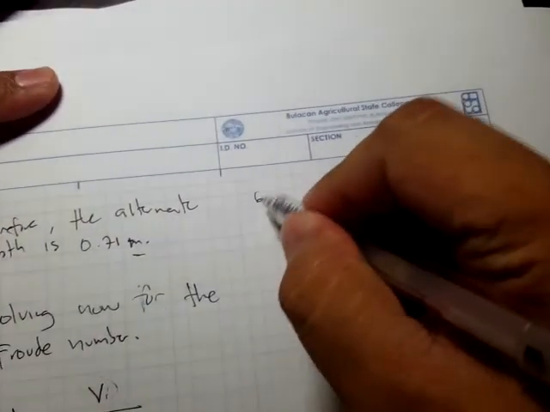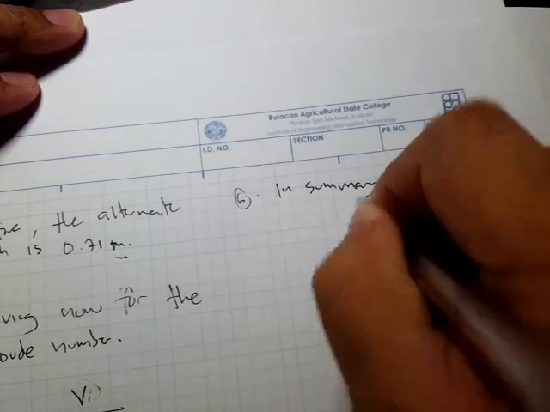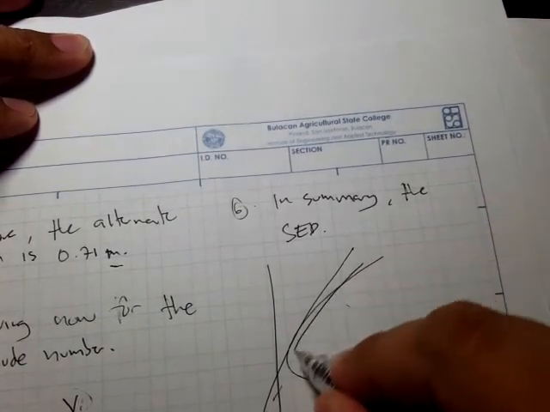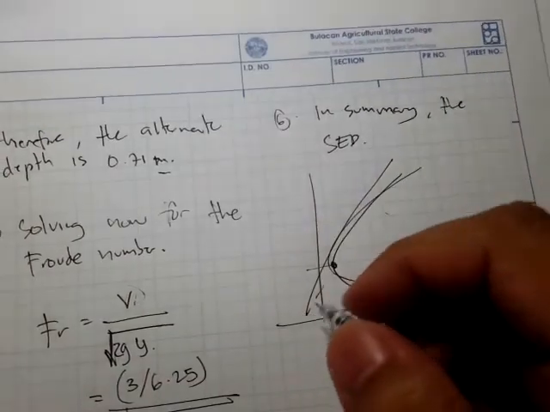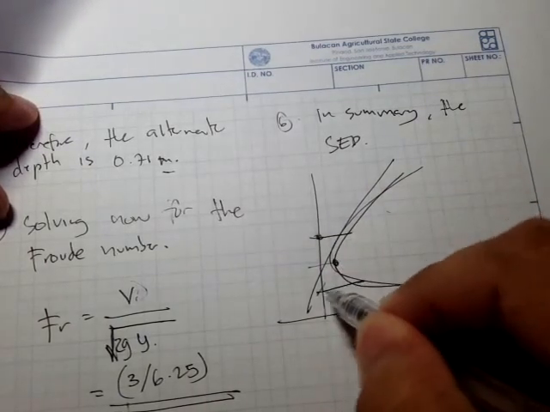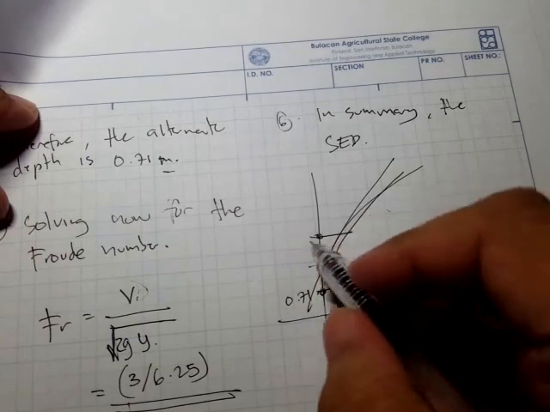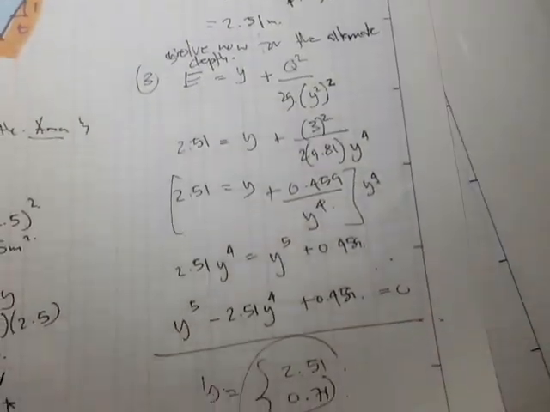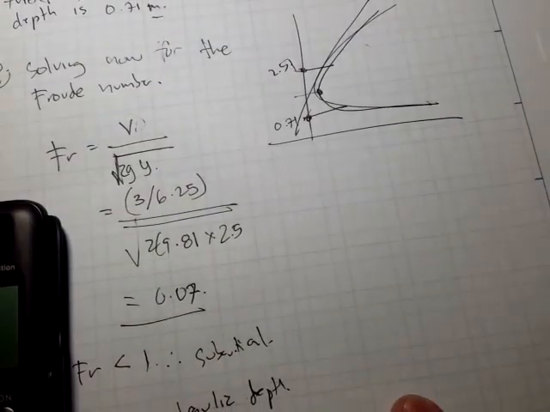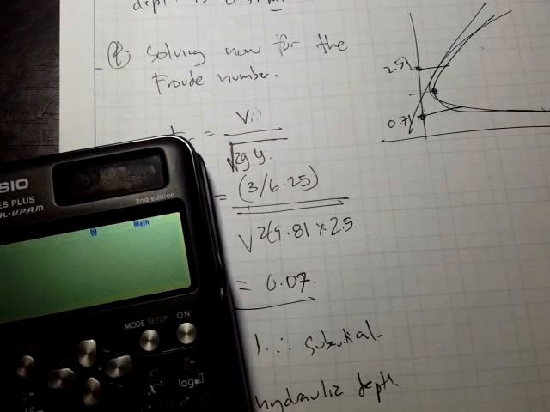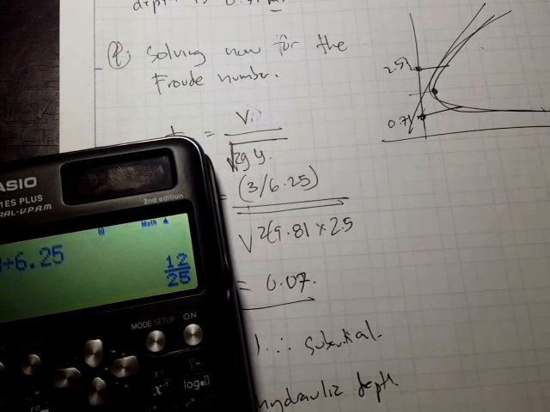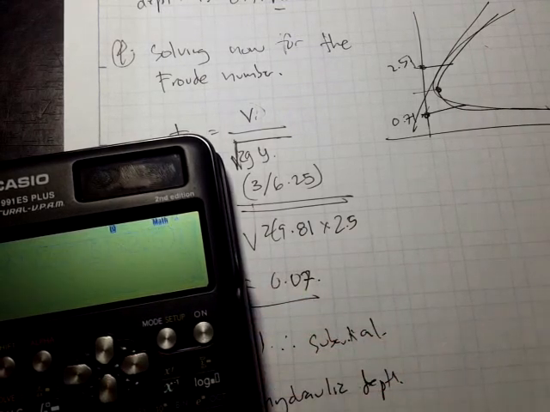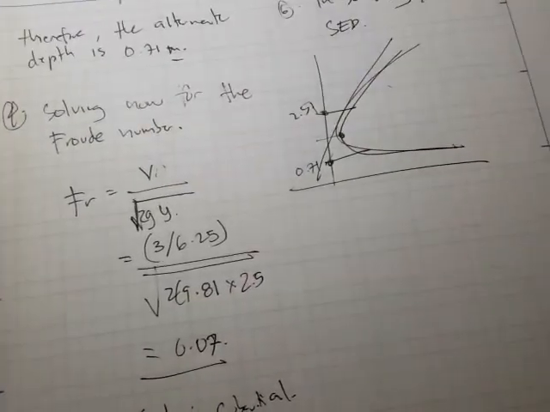Alright, so lastly, let's draw, in summary, the specific energy diagram. It is this. And here's our critical depth. Actually, we did not solve this, but we have this one, this is 0.71, and the other one is 2.5. Okay, let me check this once again. 3 divided by 6.25 divided by the square root of 2 times 9.81 times 2.5. Alright, anyway, that's it.